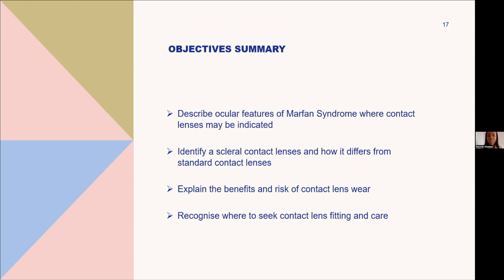You should also be able to explain the benefits and risks of contact lens wear. Contact lenses create image sizes more similar to the real world, where glasses distort this image size. The main risk is the infection that we talked about. You can also get allergies, you can get corneal edema, you can get dry eye. However, scleral lenses help with dry eye because of that fluid reservoir. And then you should also be able to recognize where to seek care and contact lens fitting. The first point of call is always the community optometrist, and then more complex cases are referred into the hospital eye service.